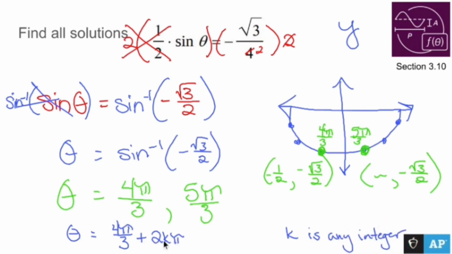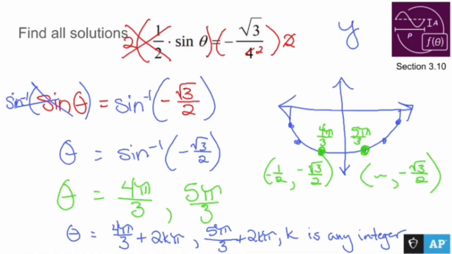So if k was 0, I would add 0 and just have 4 pi over 3. If k was 1, I would add 2 pi. Or if k was negative 1, I'd subtract 2 pi, which basically just means every time I spin around the circle. I'm going to have to do that with 5 pi over 3 too, which means every time I spin it around the circle normally, or if I subtract 2 pi, that's going to do it too. So 5 pi over 3 plus 2k pi as well. Okay? And that'll give me all possible solutions for that equation right there.